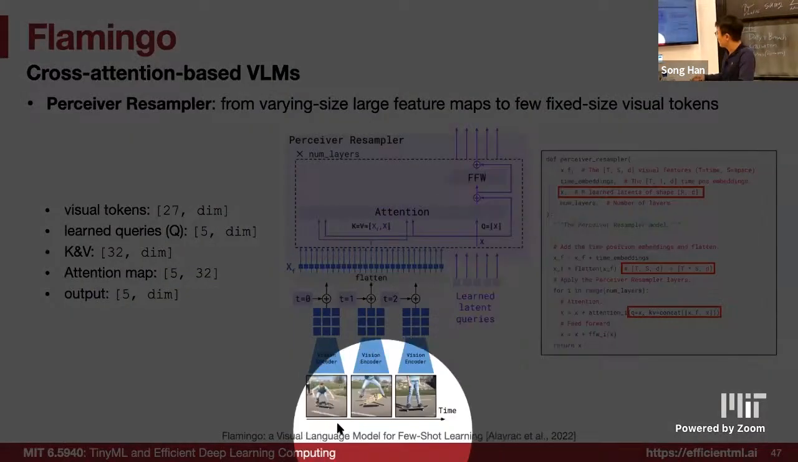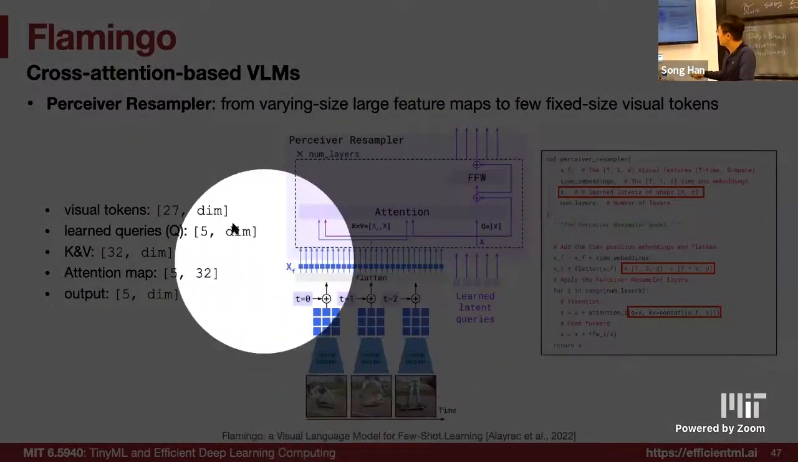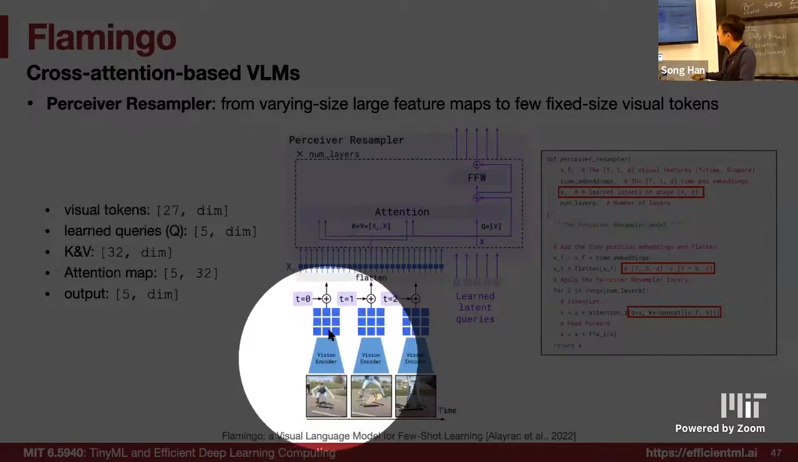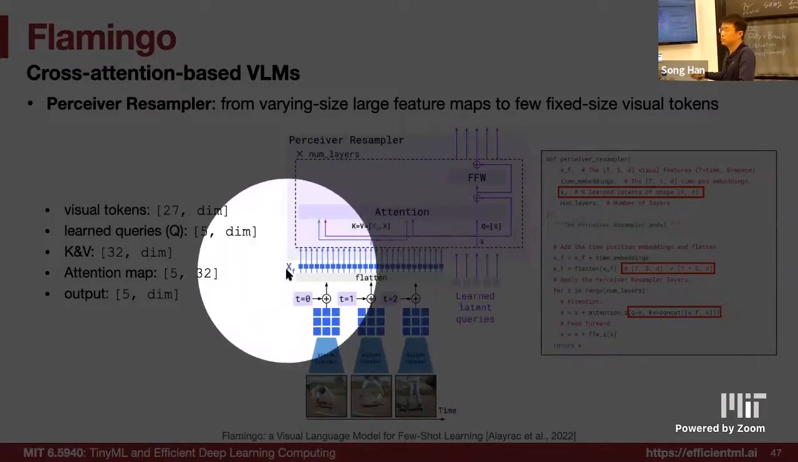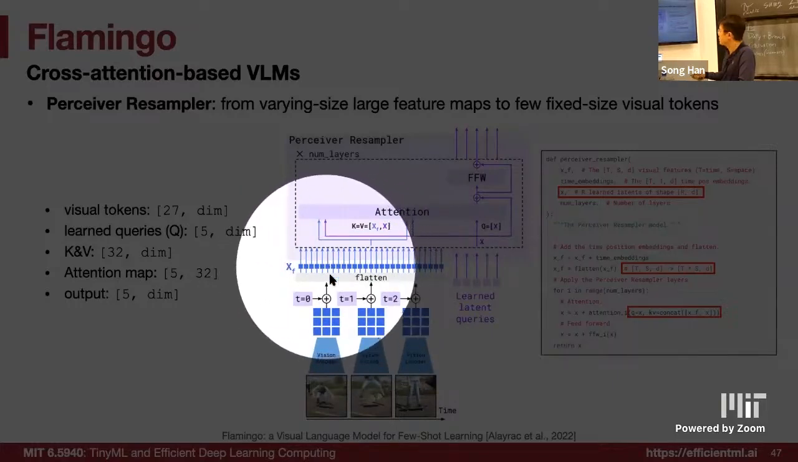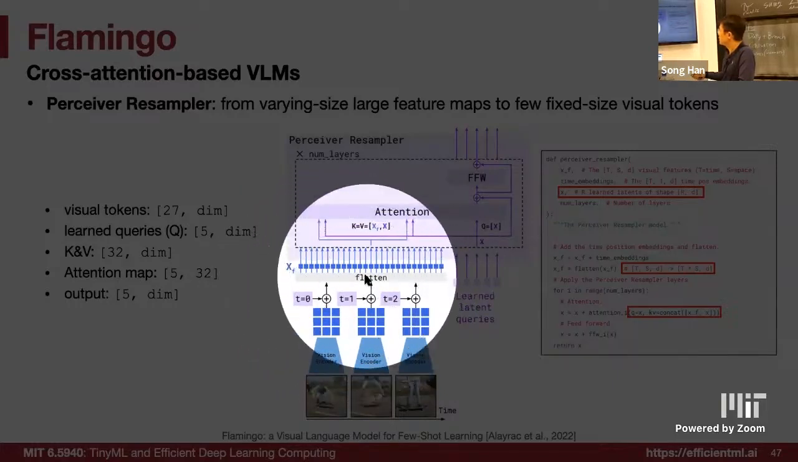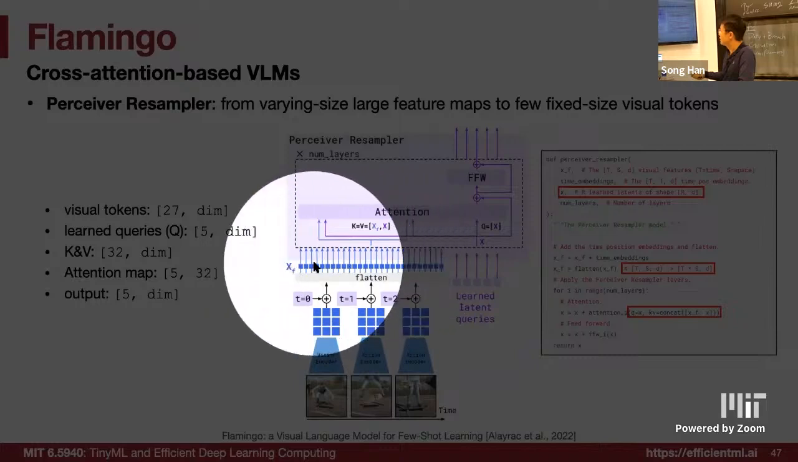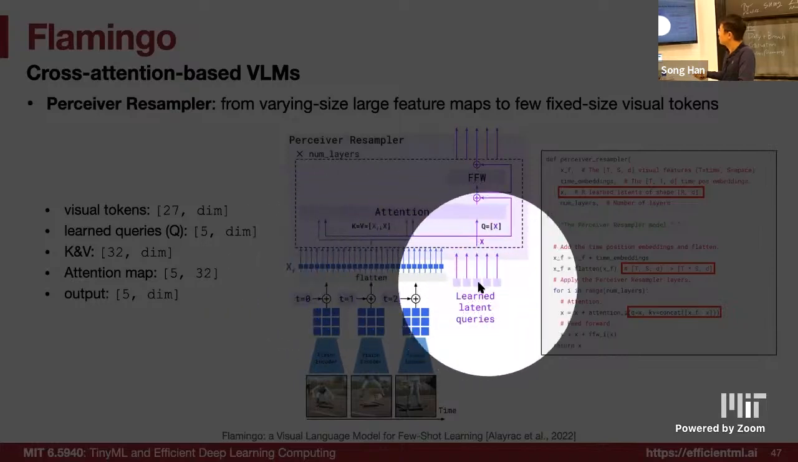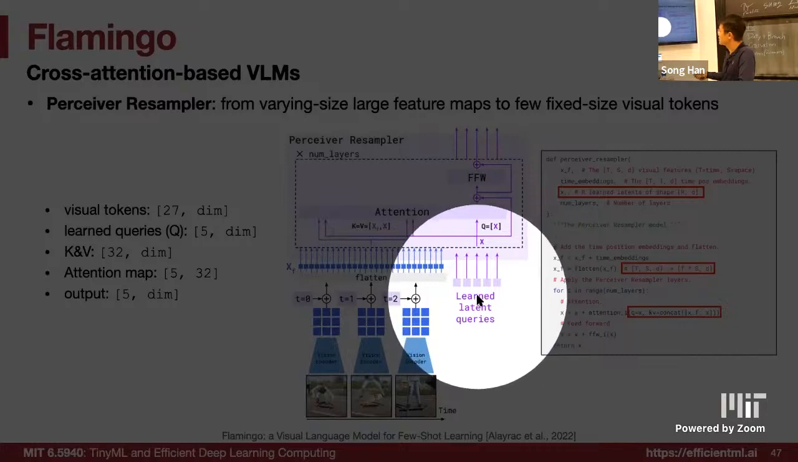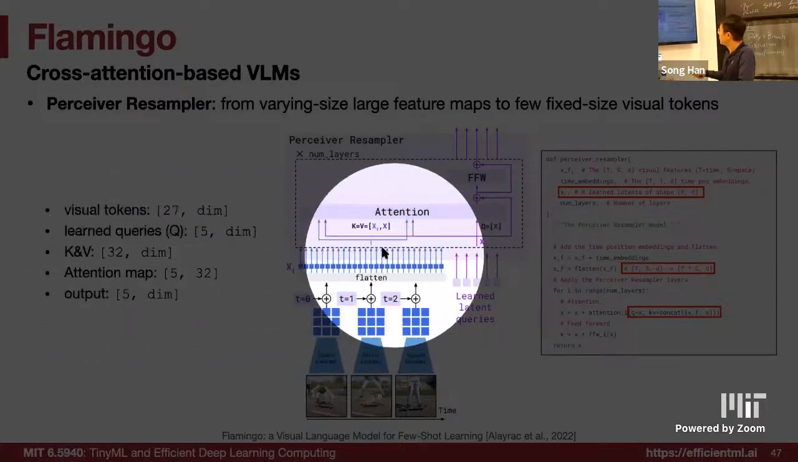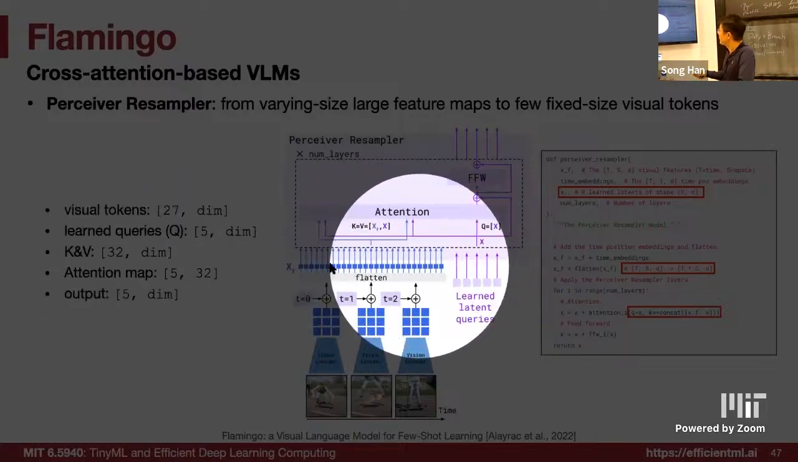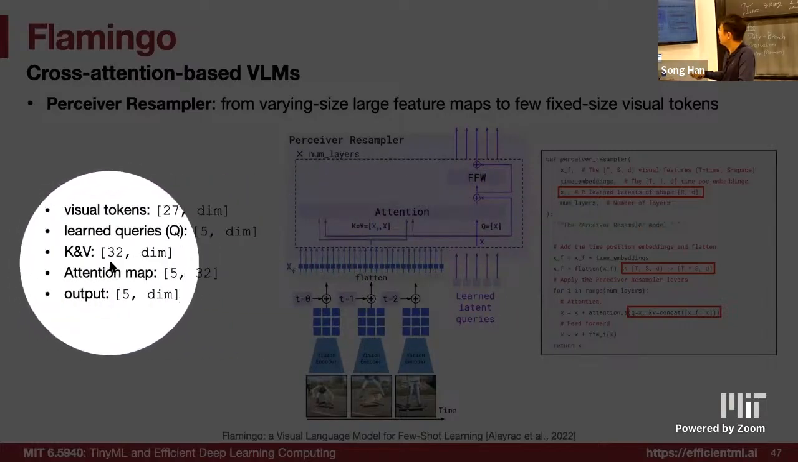Say we have a couple of image inputs, 3 images, and each image is 3 by 3. Altogether we concatenate them together. We have 27 image tokens, so 3 by 3 by t, which is equal to 3 as well. So 27 tokens right here. We have a predetermined number of learned queries, which is 5 in this case. Altogether we have 27 plus 5, so that's 32.